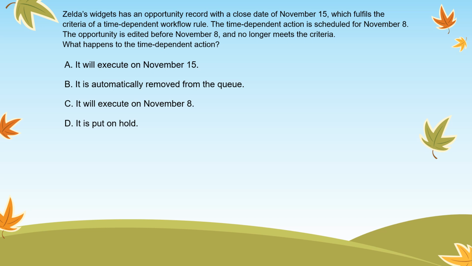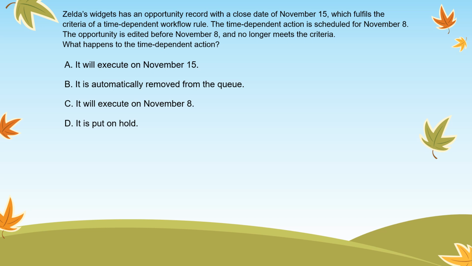Zelda's Widgets has an opportunity record with a close date of November 15th, which fulfills the criteria for the time-dependent workflow rule. The time-dependent action is scheduled for November 8th. The opportunity is edited before November 8th and no longer meets the criteria. What happens to the time-dependent action? A, it will execute on November 15th. B, it's automatically removed from the queue. C, it will execute on November 8th. D, it's put on hold.